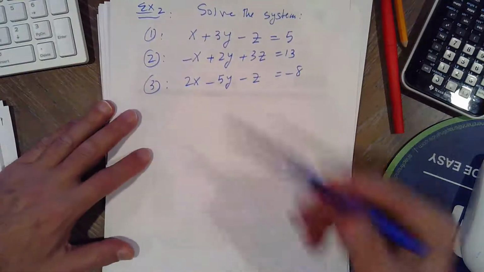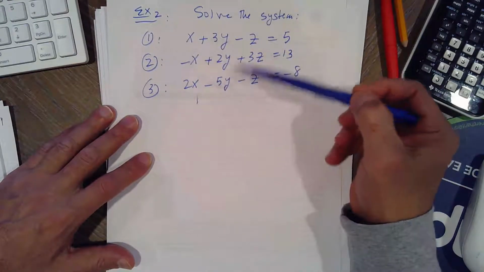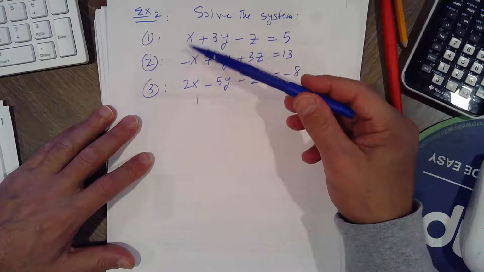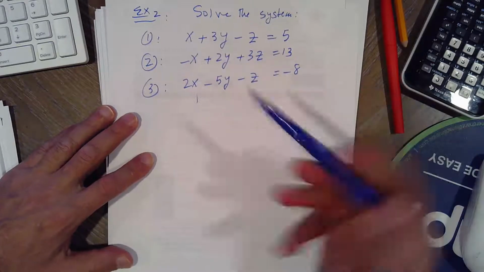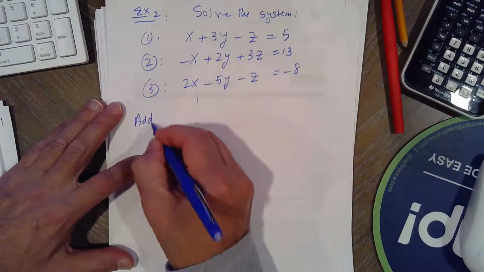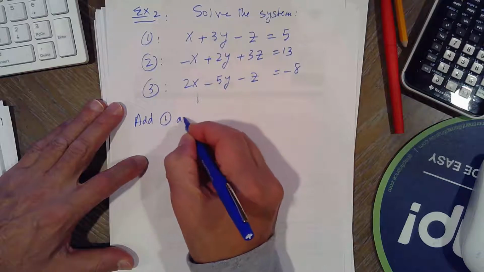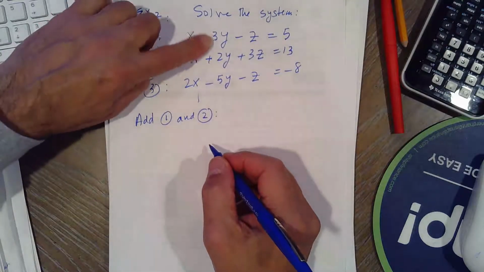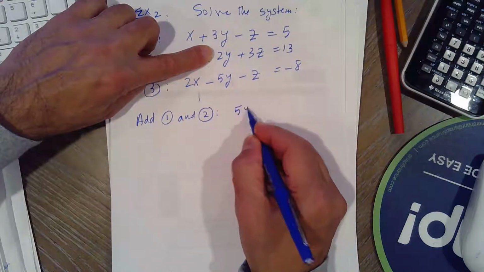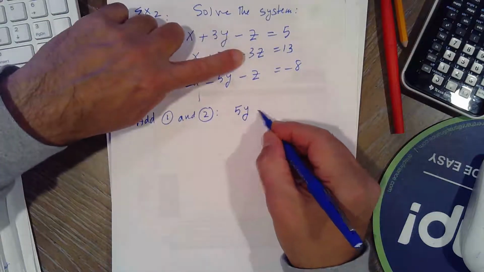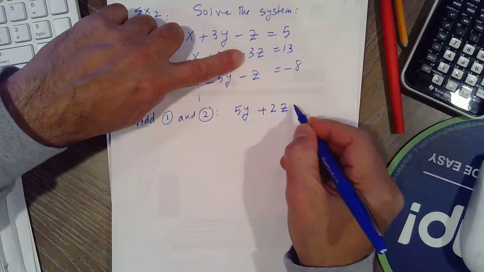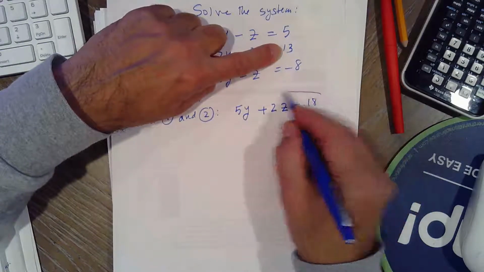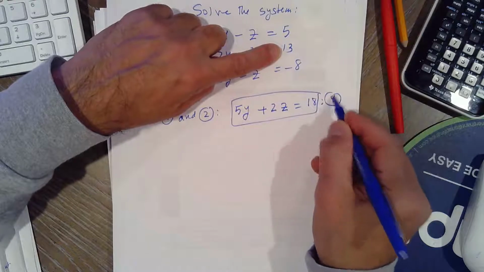So if we scan through x, y, and z, it looks like x would be the easiest because I already have x and negative x. So if I add equations 1 and 2, the x's will cancel out. I would have 5y, and then negative z plus 3z is plus 2z, and 5 plus 13 is 18. So this is my equation 4.